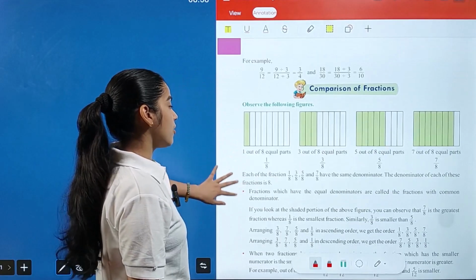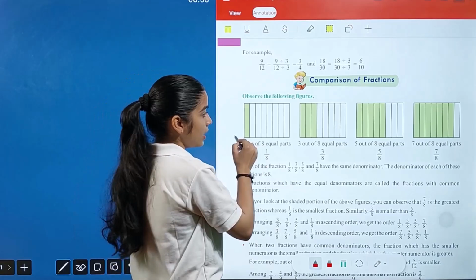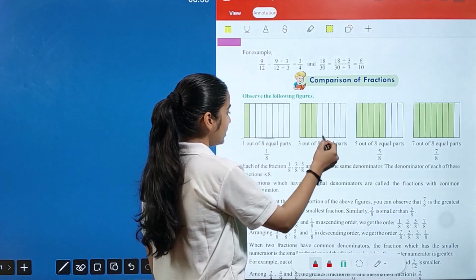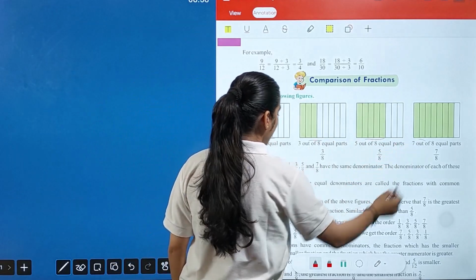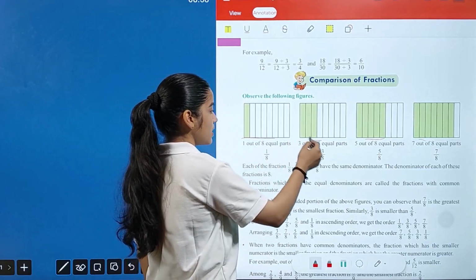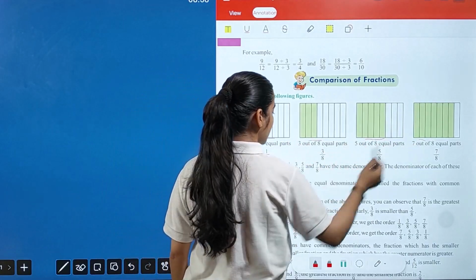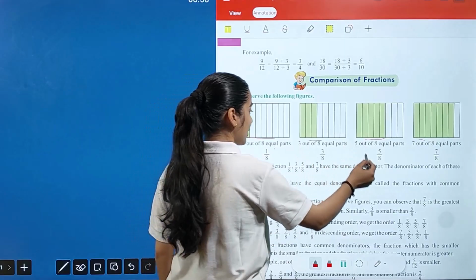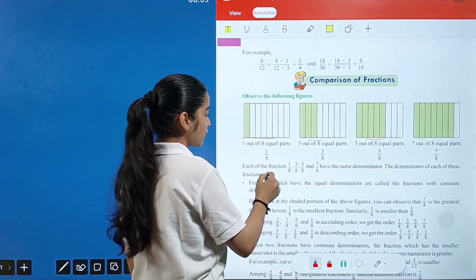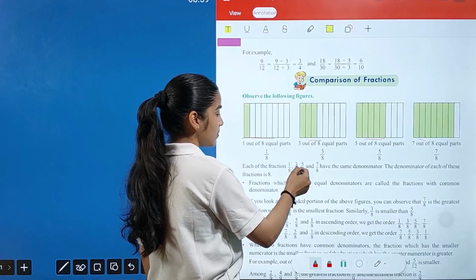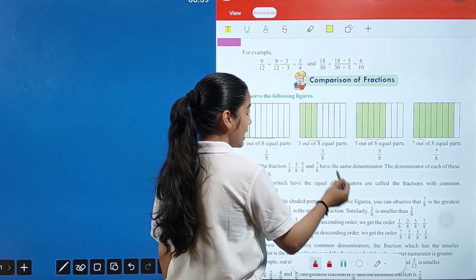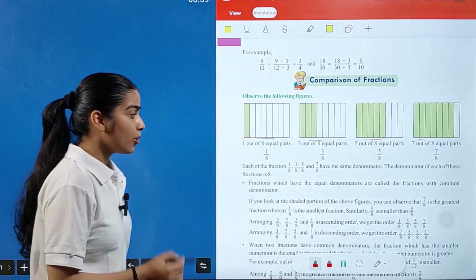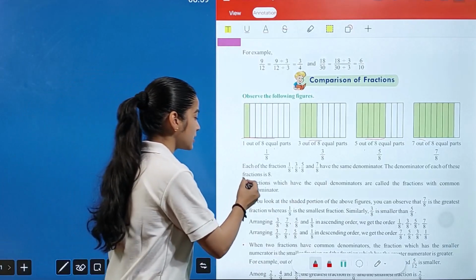Now comparison of fractions. So these are your 8 parts. In all of these figures, we have 8 total parts. In this we are using only 1. In this we are using 3. In this 5 and in this 7. So 1 by 8, 3 by 8, 5 by 8, 7 by 8. Each of the fractions 1 by 8, 3 by 8, 5 by 8 and 7 by 8 has the same denominator. The denominator of each of these fractions is 8.